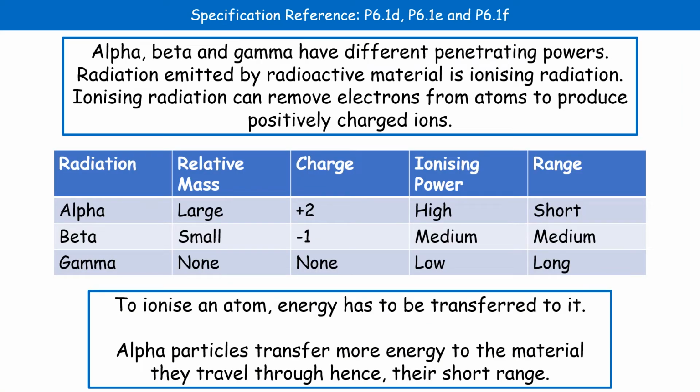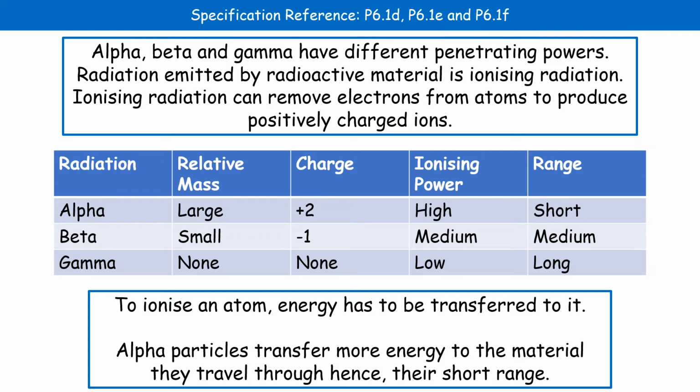Now, what we also need to consider is the ionizing ability, so the ionizing power of these different types of radiation. We've looked at the penetrating power, now the ionizing power. If we have a look at our little summary table here then, we've got alpha, beta, gamma. You can see the relative masses linked into those equation symbols we saw earlier. Charges, again, back to the equation symbols. And then we've got the ionizing power.